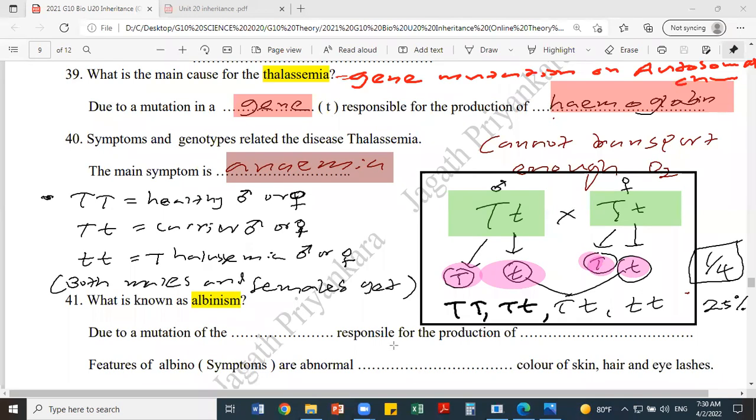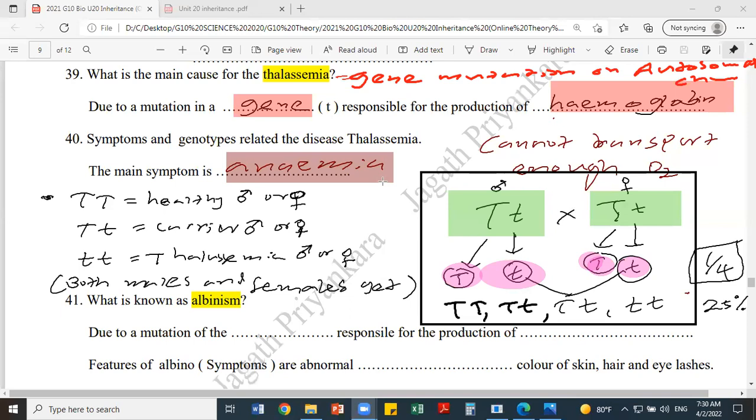What is the probability of having carriers, I mean carrier girls and boys? 50% chance. 2 out of 4 children can become carriers. What is the probability of having healthy kids in this marriage? 25% or 1/4. 1/4 healthy, 1/4 or 25% disease, and 50% carriers. I hope you understood this, right?